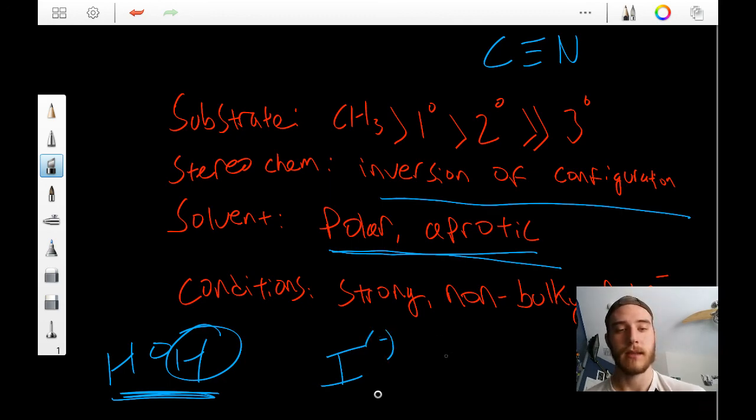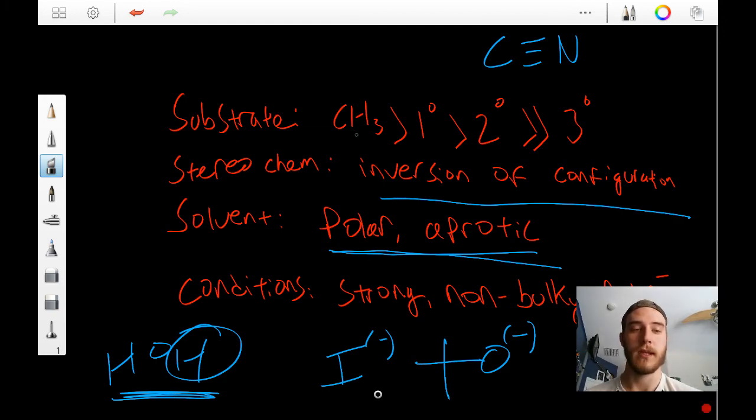Something like t-butoxide would not be a good nucleophile because it's so bulky. And then we want our substrate to be more unsubstituted, so a methyl or primary substrate would be a lot better than a tertiary substrate, just because our nucleophile wouldn't be able to get in there and make the attack on the electrophile. That is our summary.